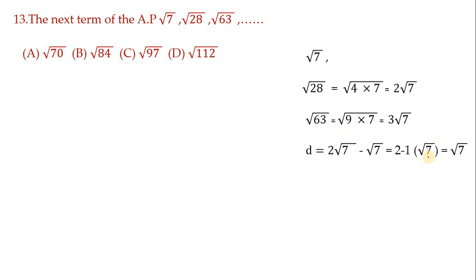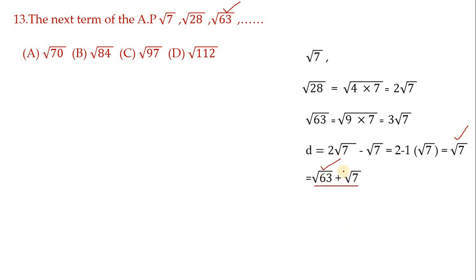So how to do this: take root 7 as a common factor. If you take root 7, here only 2 will be left out and here nothing means 1 will be left out. So 2 minus 1 means only 1. So 1 into root 7, so simply we will write it as root 7. Now that is the value of D, children. Now we have got the D value. Now to find the fourth term, to the third term add this root 7. So just like this: root 63 plus root 7.